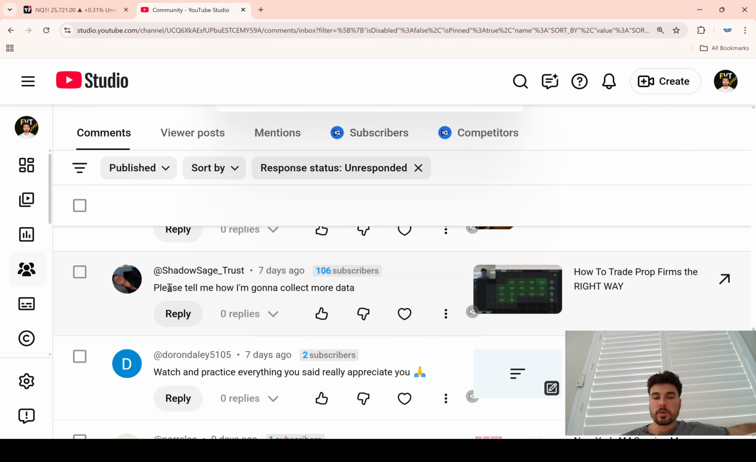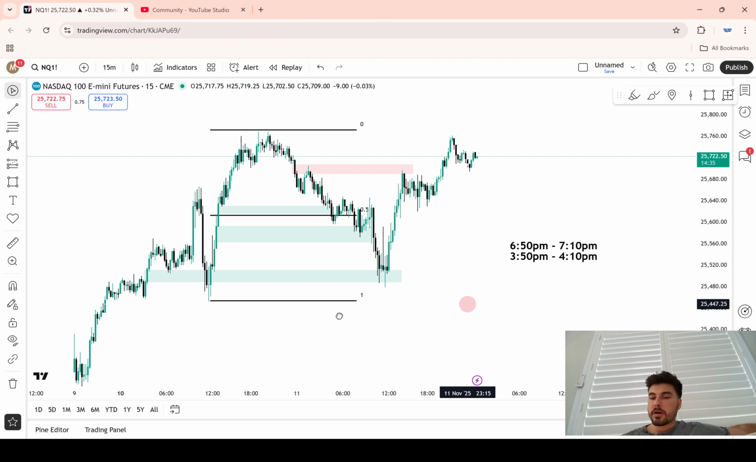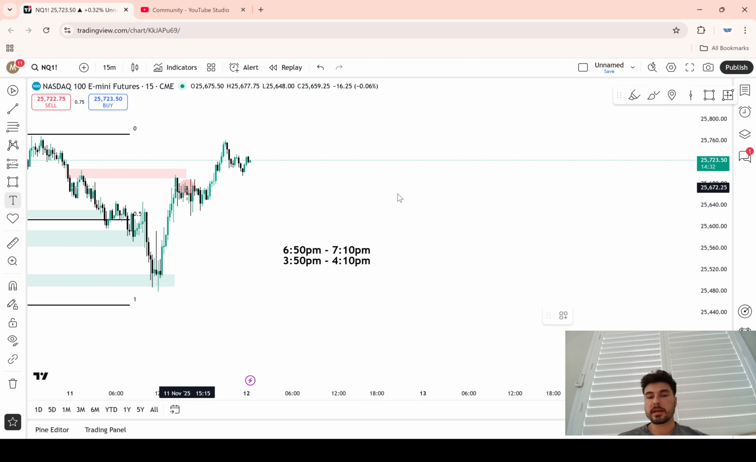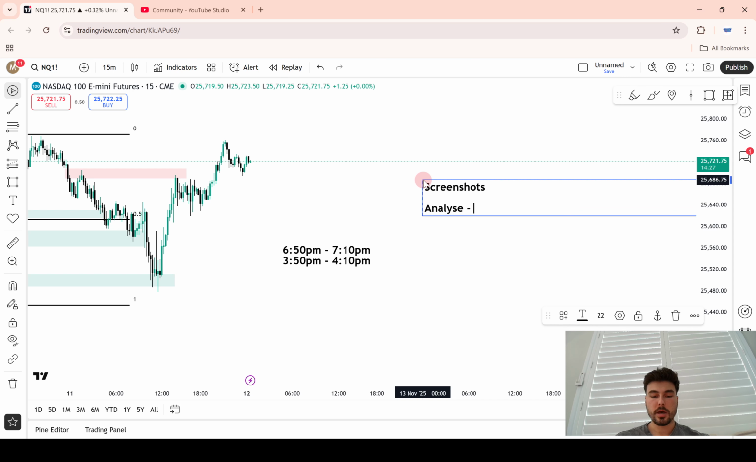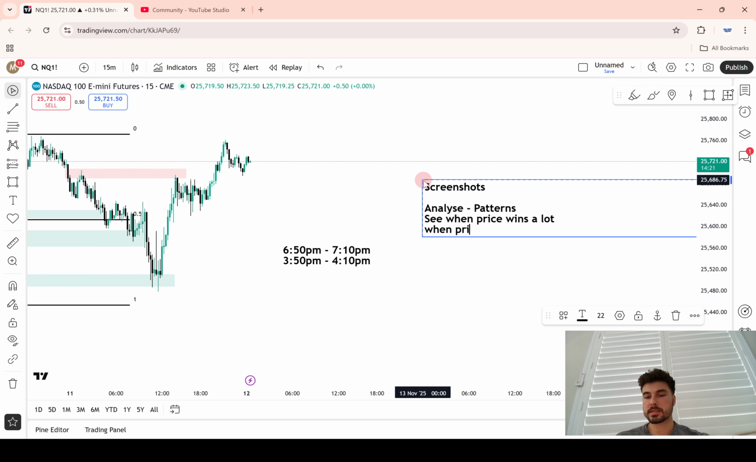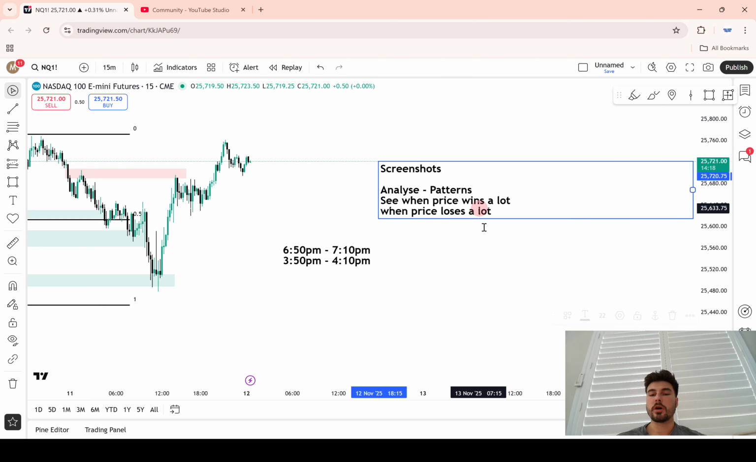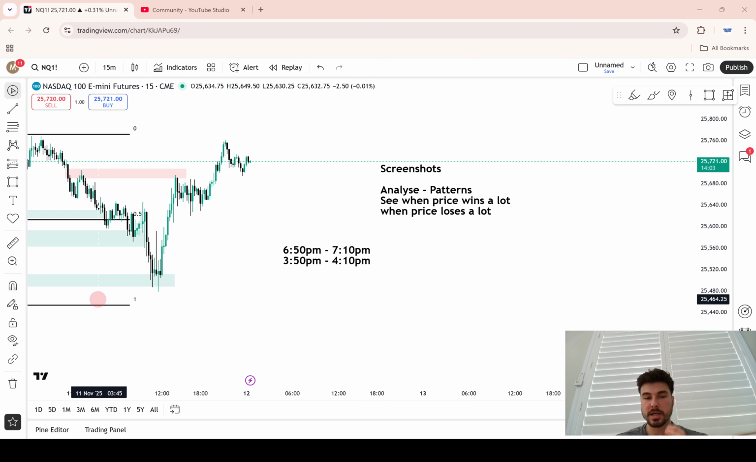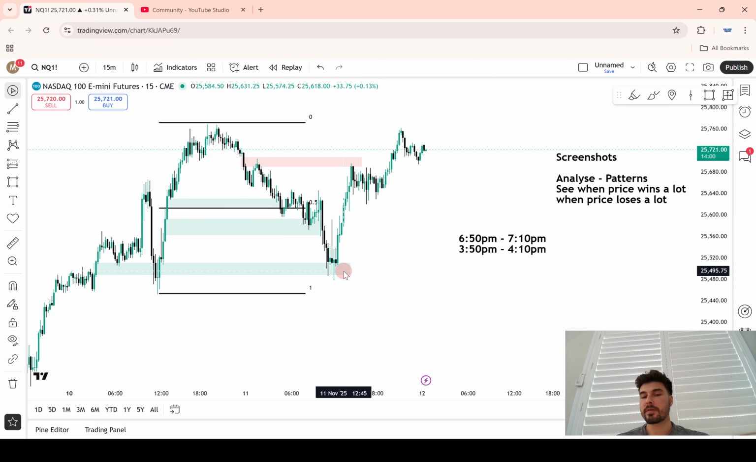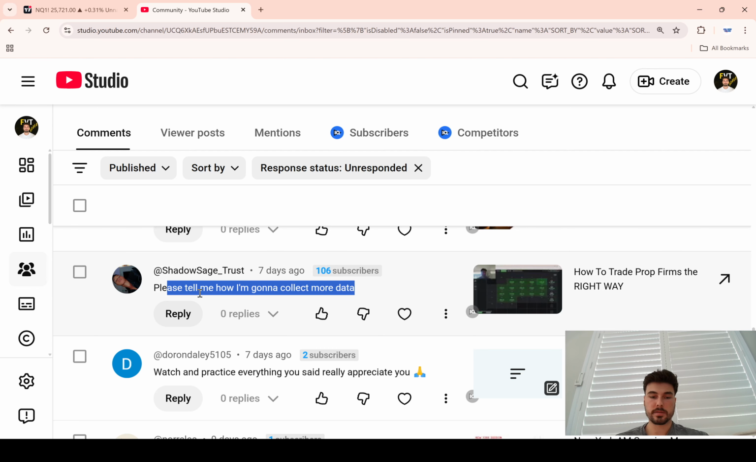All right, how do you collect more data? It's a really good question. Now, I've made a little video on this. I'm going to make this just a 1-minute answer. The way to collect data is you collect screenshots. Number 1. Number 2, you have to analyze those screenshots. What does that look like? You need to look for patterns. You need to see when price wins a lot, when price loses a lot, and you need to determine what patterns exist when you win really big and when you lose really big, because you want to avoid the big losses, but you want to increase the big wins. So when you win really big, you want to make sure you look at the market structure that is associated with that. And a lot of the time, it's higher time frame fair value gaps and higher time frame ranges, just from my own studies. So really important.